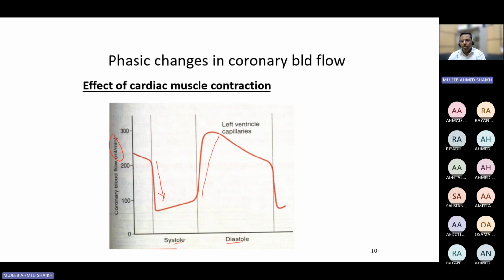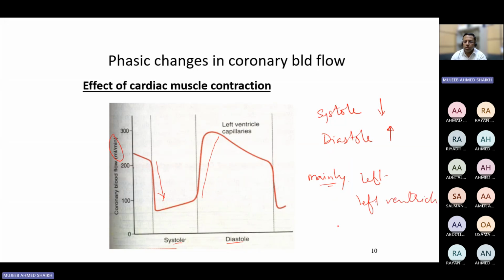Okay. So remember, during systole, blood flow decreases. During diastole, blood flow will increase. Okay. And this is mainly seen, I am telling mainly, not always, mainly seen on the left side. Left side means left ventricle, left ventricular muscle. Why left ventricular muscle? Because these are very, very thick. These are thick muscle as compared to the right, which is thin.